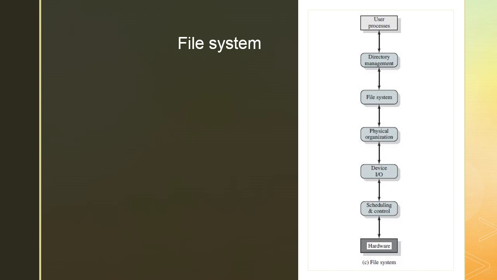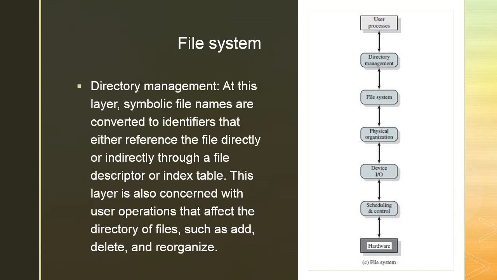Here we show a representative structure for managing I/O on a secondary storage device that supports a file system. The three layers not previously discussed are as follows. Directory management. At this layer, symbolic file names are converted to identifiers that either reference the file directly or indirectly through a file descriptor or index table. This layer is also concerned with user operations that affect the directory of files, such as add, delete, and reorganize.